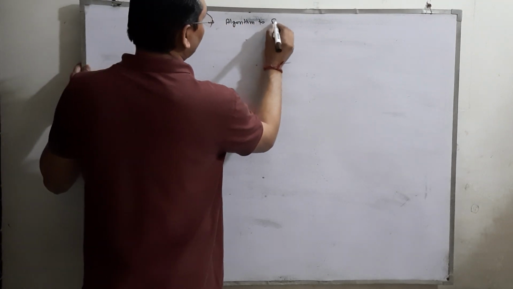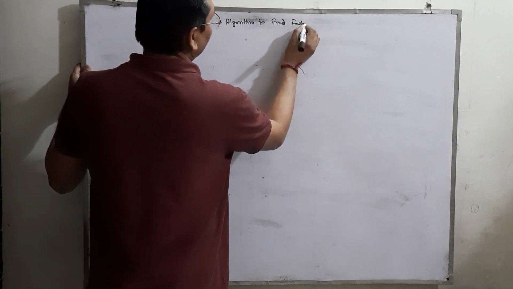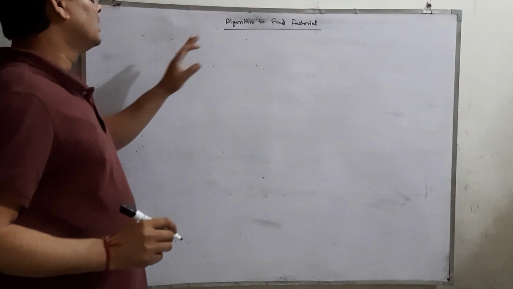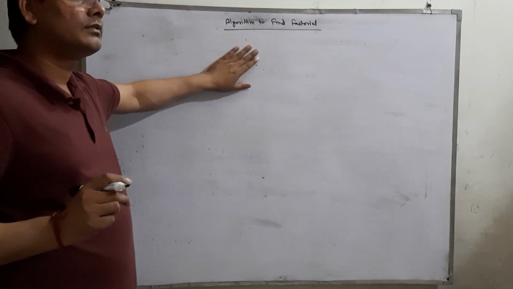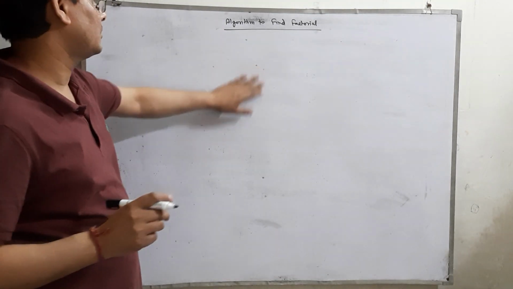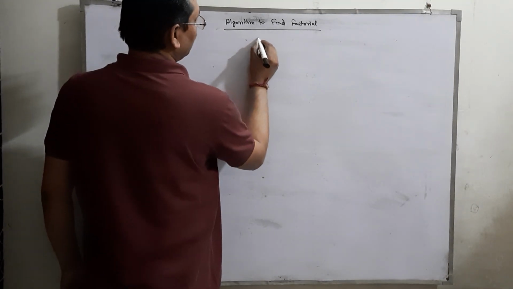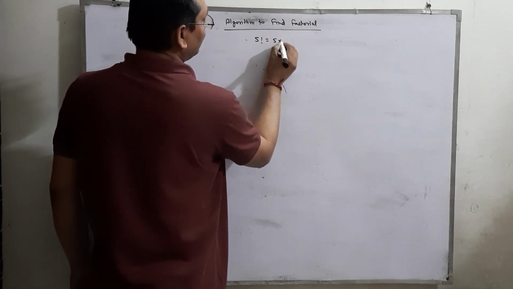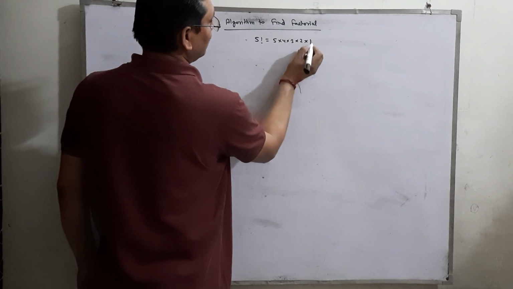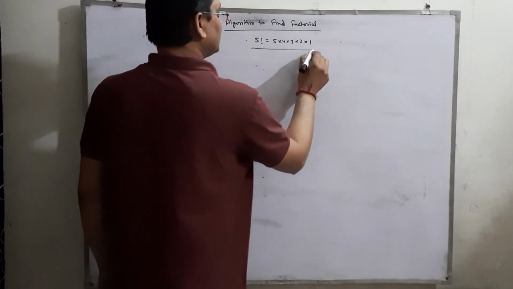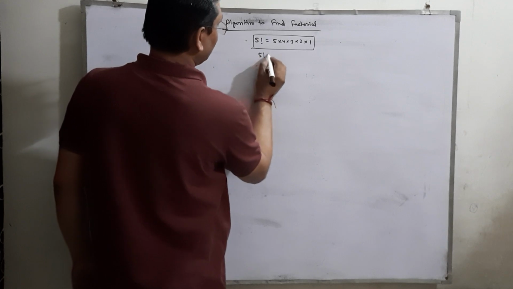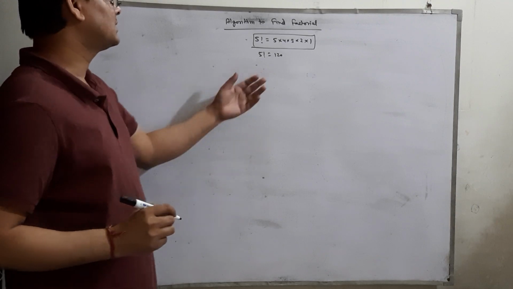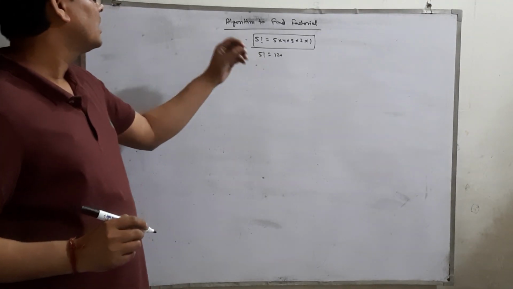Algorithm to find factorial. First of all, we should know the theory of factorial. Factorial of 5 is denoted by 5 with an exclamation mark, and it is 5 into 4 into 3 into 2 into 1. It means factorial of 5 is 120. We have to find this.